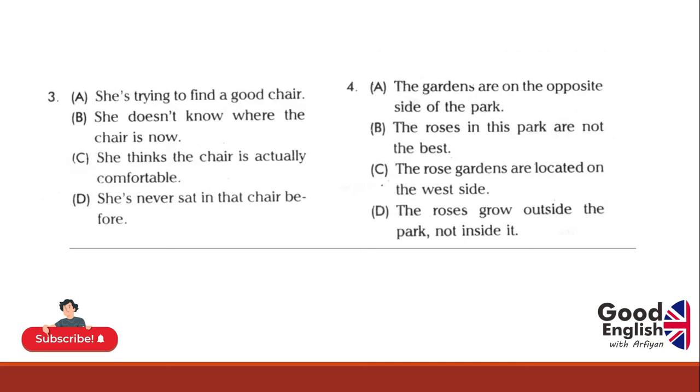Number three. "What an uncomfortable looking chair." "Well, it may look that way, but just try it out." What does the woman imply? Number four. "So, where are the rose gardens? Didn't you say they were here on the west side of the park?" "No, no, I said they were on the east side." What does the woman mean?